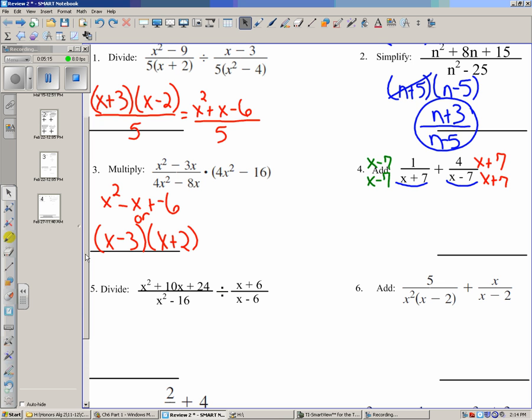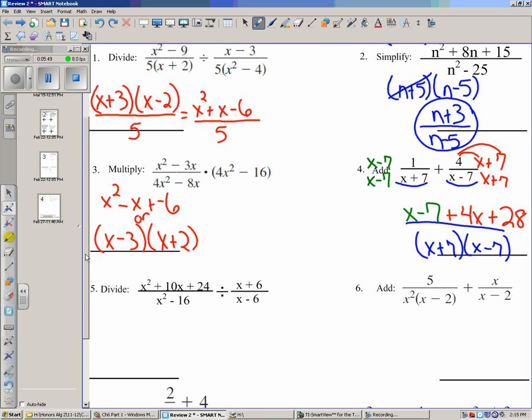So as I go through, the entire denominator is just going to be x plus 7 and x minus 7. Now, when I go through the numerator, from my first fraction, I just have x minus 7. From the second fraction, the 4 is going to be multiplied to the x and to the 7. So when I multiply that, I get 4x plus 28. And when I look at my new numerator, I can see that I can actually do some simplifying.